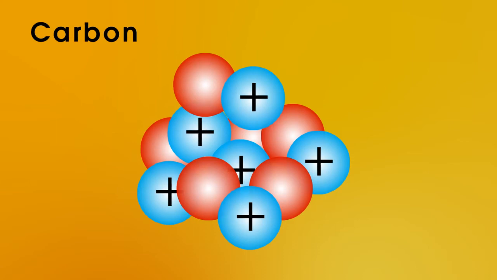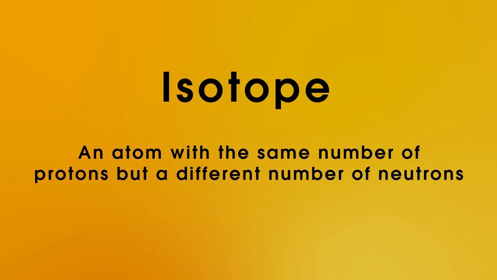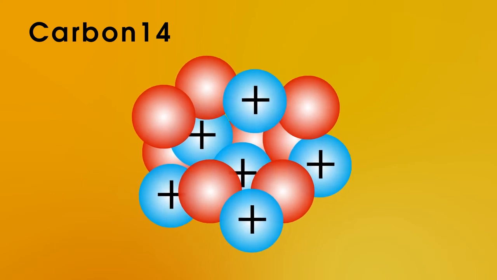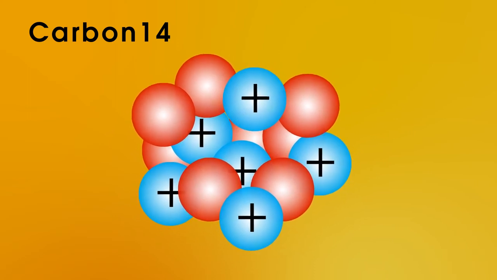However, carbon can also exist with 6 protons and 8 neutrons. This is an isotope of carbon. An isotope is a version of an element with the same number of protons but a different number of neutrons. So this new isotope of carbon, carbon-14, is unstable. The balance of protons and neutrons is wrong, and it wants to adjust this.